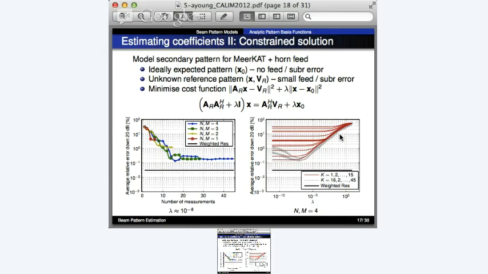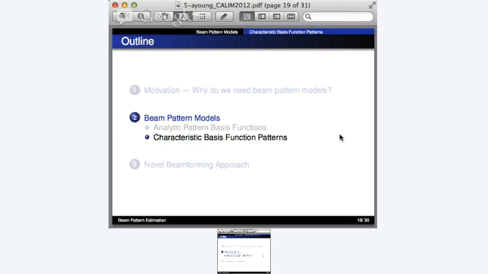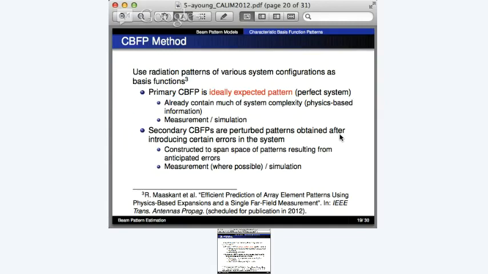Okay, so that was the analytic basis functions, and then the next approach that we consider is also the use of characteristic basis function patterns. Now, in this model, what we use is actually a number of radiation patterns that result from various system configurations. Those patterns we actually use as basis functions for our model.